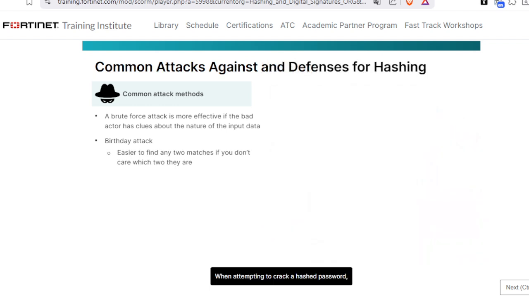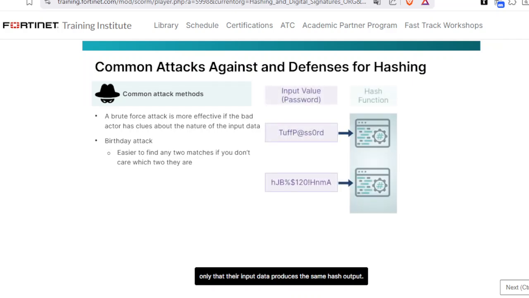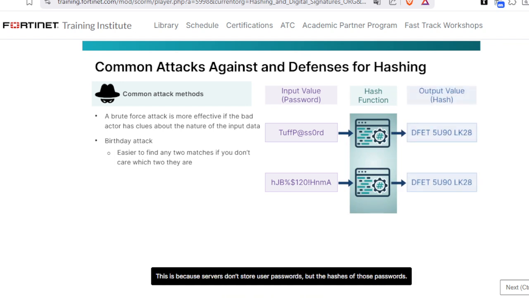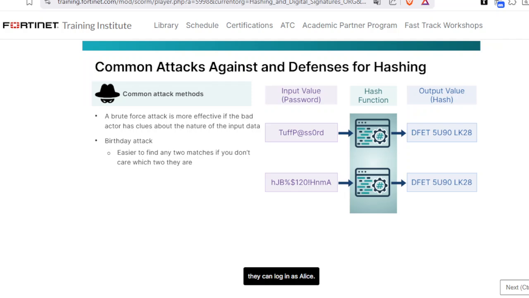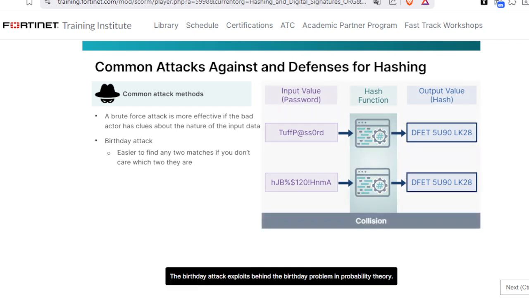When attempting to crack a hashed password, the bad actor doesn't care if their input data matches the password, only that their input data produces the same hash output. This is because servers don't store user passwords. They store the hashes of those passwords. So if the bad actor can reproduce the hash output protecting Alice's password, they can log in as Alice. As noted earlier, a situation in which 2 or more input values produce the same output value is called a collision. The birthday attack exploits the mathematics behind the birthday problem in probability theory.